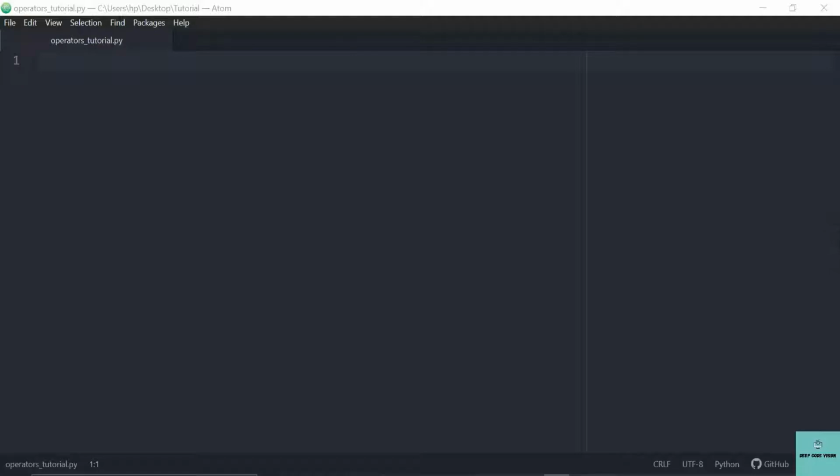So I have here my Atom IDE open and a file named operators tutorial.py. So the first operator that we are going to talk about are arithmetic operators. First, let's talk about arithmetic operators. So firstly, what are operators? Operators are a symbol which performs certain operations on operands.